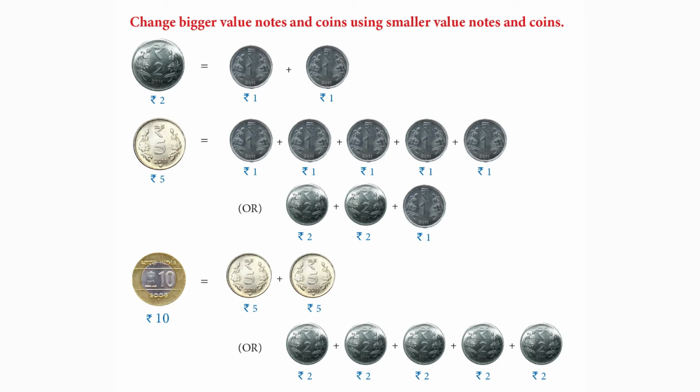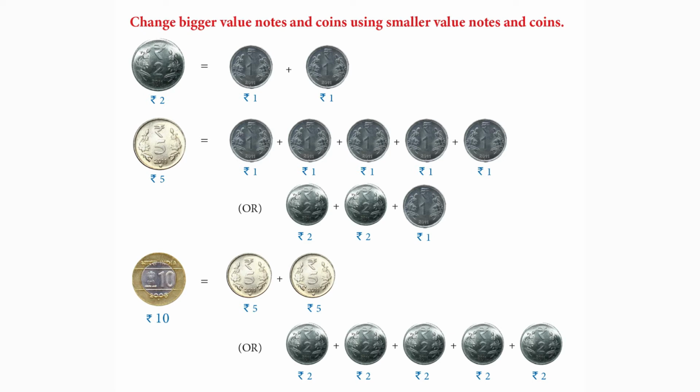Now let's look at the 5 rupee coin. Here we have how many 1 rupee coins? We have 1, 2, 3, 4 and 5 1 rupee coins. So that will be the change for this 5 rupee coin. Or you can take a 2 rupee coin and another 2 rupee coin and then a 1 rupee coin. Because 2 plus 2 plus 1 is 5, right? So even that can be a change for the 5 rupee coin. Now how about a 10 rupee coin?